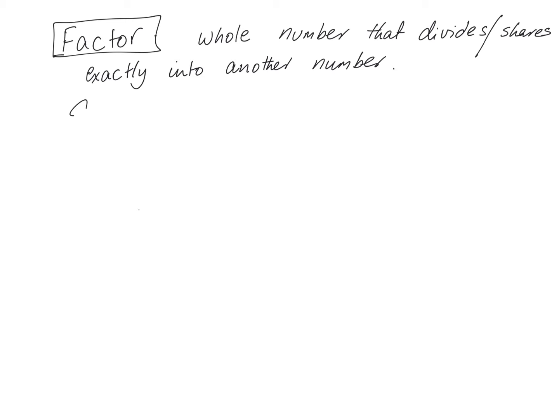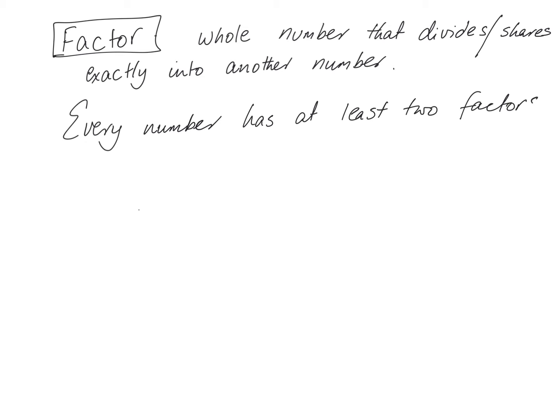So every number has at least two factors. And what are those factors? Itself, and 1. So those are the minimum, and then it can have any other factors.